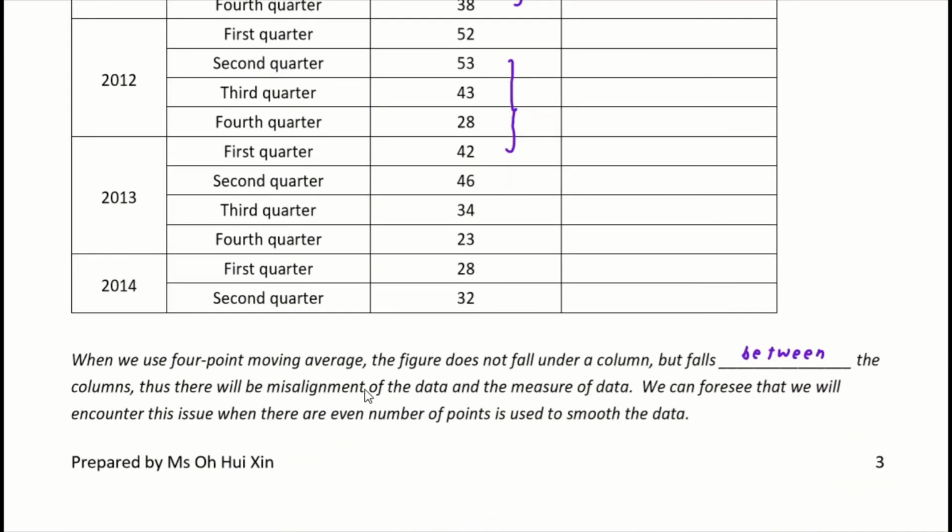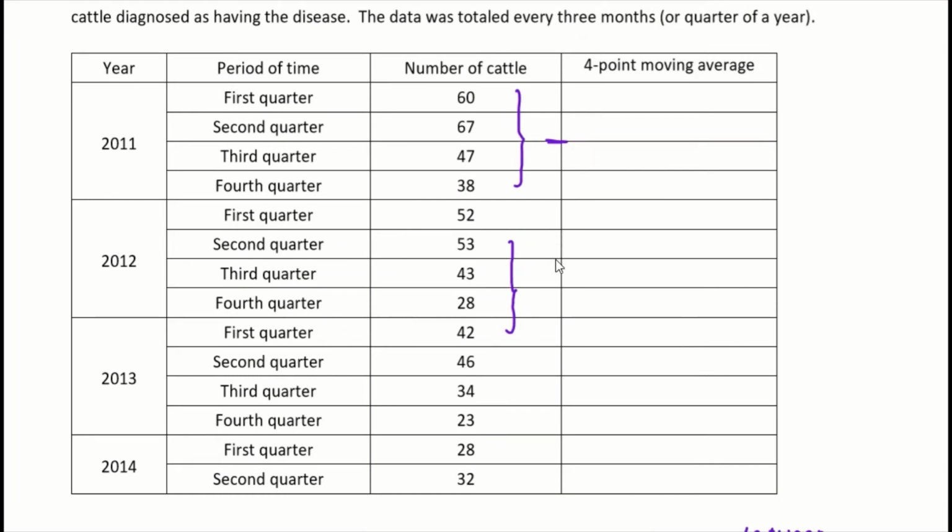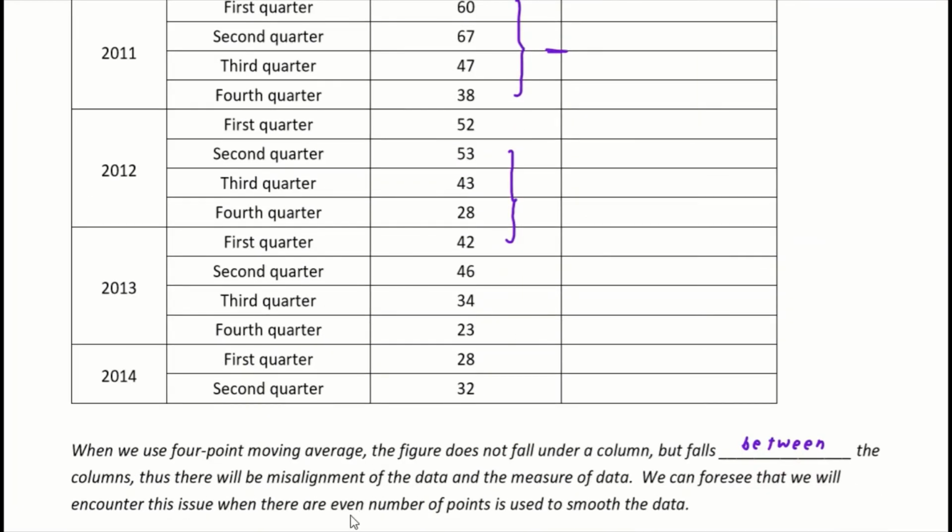If all the data falls between the columns, then there will be a misalignment between the data and the measure of the data. Imagine if we were to plot that onto our scatter plot, then that would be a problem: how do we actually plot somewhere like 3.5 quarter, 2.5 quarter, and so on? You will foresee that this issue will not just happen with a 4-point moving average, but in all situations where we have an even number, because there will not be any exact column for the figure, and all the data that we find after moving average is going to be forced between the columns.